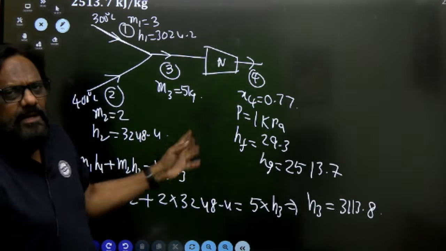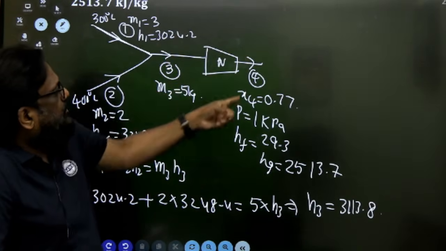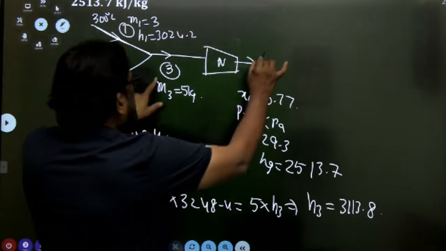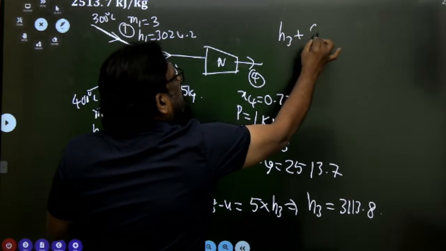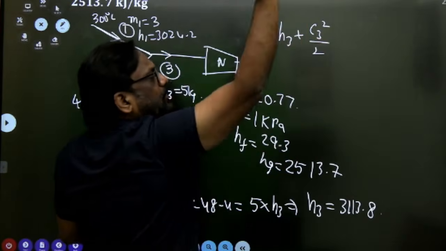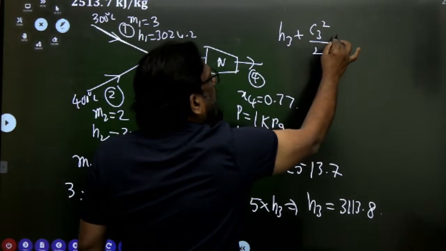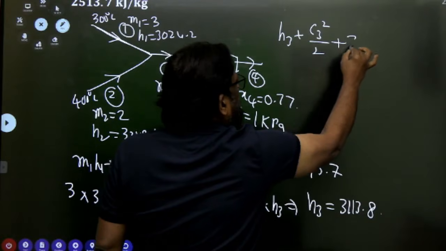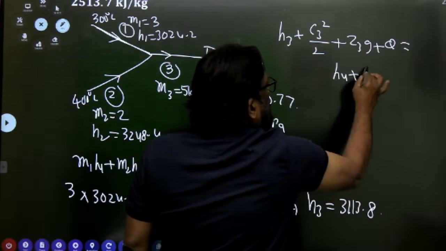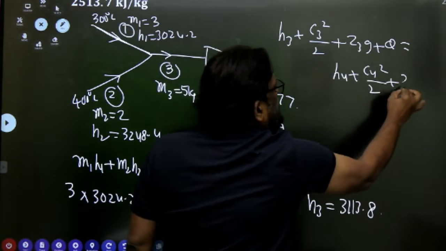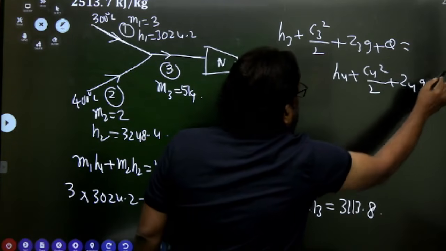Now, my dear students, let me apply the steady flow energy equation for the nozzle. H3 plus C3 square by 2, 3 is inlet, 4 is exit. He said neglect potential energy, so Z3 will not be there, and we will write the full equation: H3 plus C3 square by 2 plus Z3 g plus Q is equal to H4 plus C4 square by 2 plus Z4 g plus W.